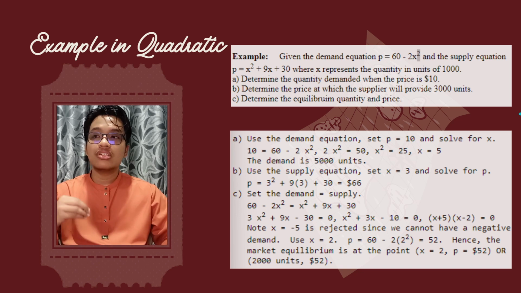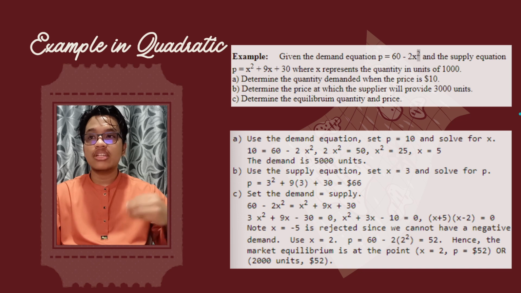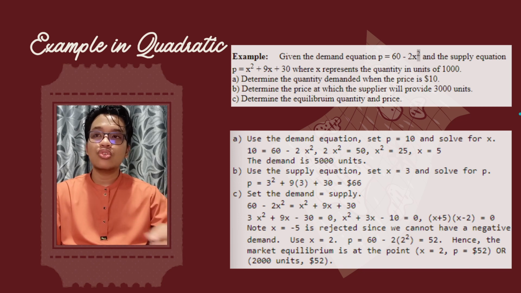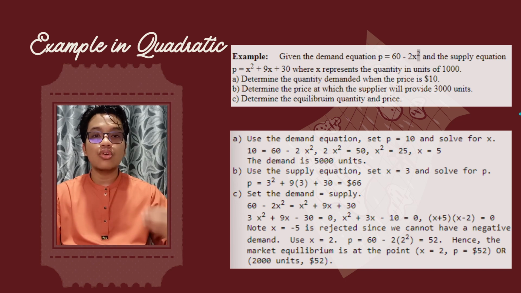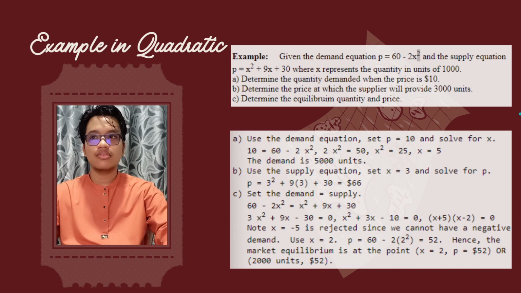So we use x equals 2 and put it back in the equation, and we will get P is $52. So hence we know the market equilibrium between the supply and demand is x equals 2,000 units, and P equals $52. So that's all for this topic.